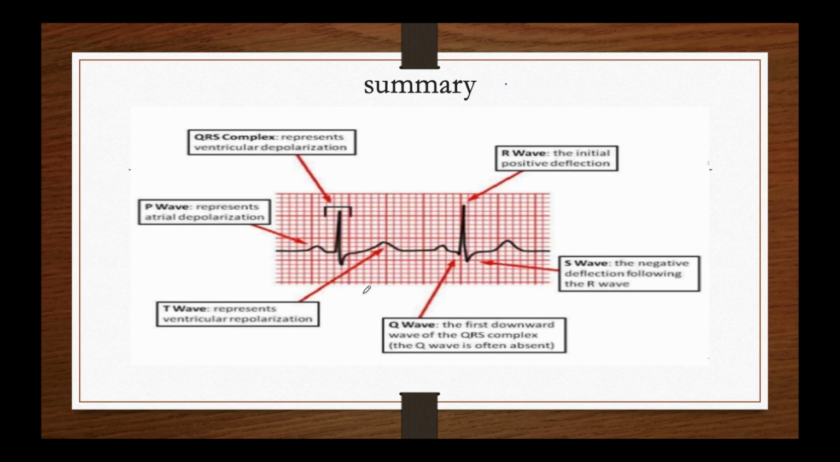And as I said earlier on, the relaxation of the atrium and the contraction of the ventricles take place at the same time, and so we don't have any representation of atrial relaxation or diastole on the ECG. Now here we find our Q wave, which is the first downward wave of the QRS complex. We also have our R wave, which is the initial positive deflection, and the S wave, which is the negative deflection following the R wave.